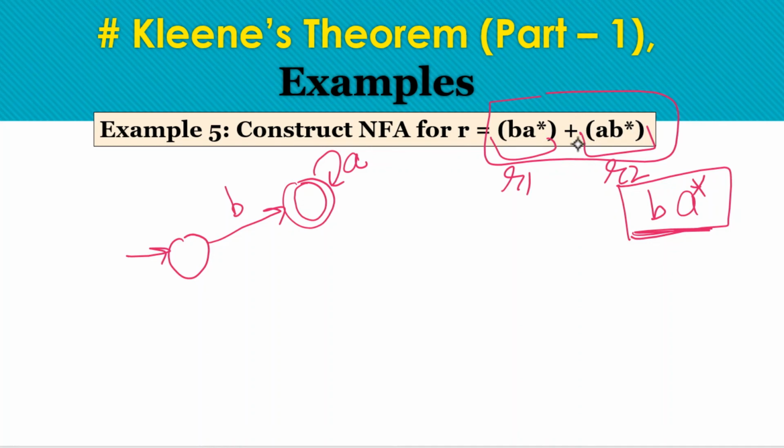Next, for this expression R2, we have to receive one input symbol a. After that we can have any number of b's. So this is the final NFA for this regular expression. This is our machine for R1 and this is our machine for R2.